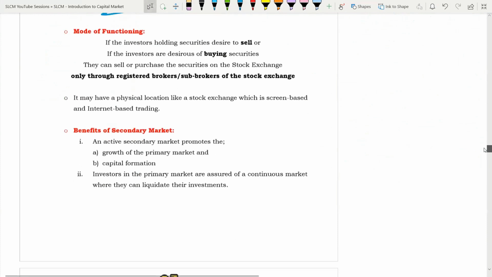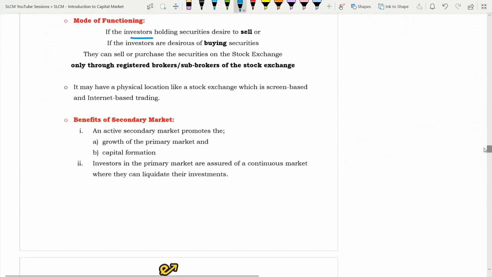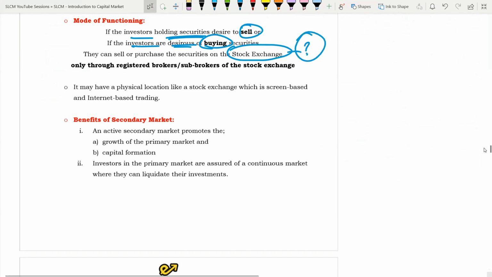Going to how the secondary market functions: if the investors who hold the securities want to sell them, or the investors who are desirous of buying, both buying and selling of securities, they can do it on the stock exchange. But can regular investors directly have access to the stock exchange? The answer is no, because they've created a systematic way. They've established a procedure of undertaking these transactions. And the law clearly says that if you want to buy and sell securities over the stock exchange, you have to do it only through the registered brokers of the stock exchange.